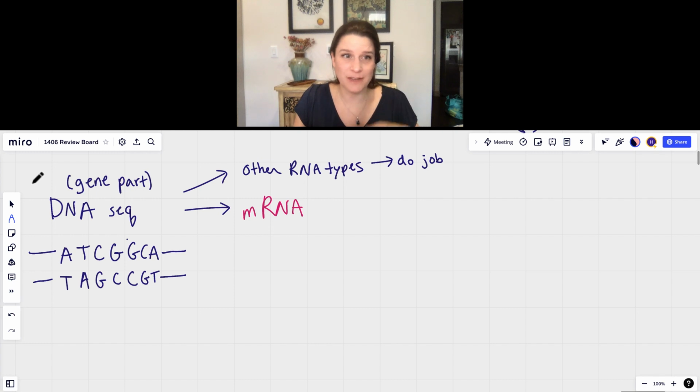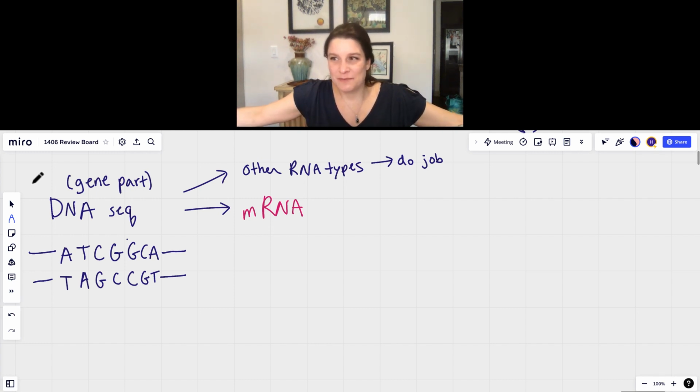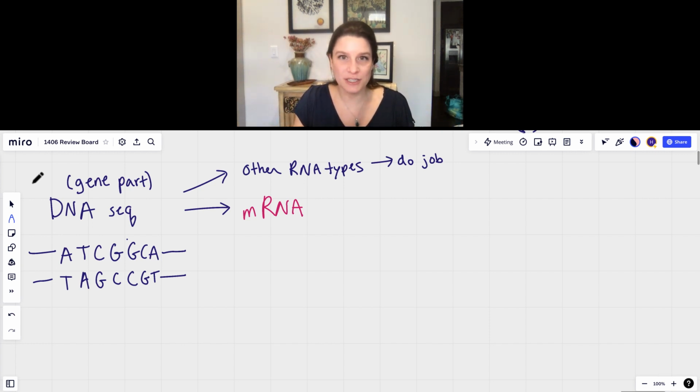RNAs are very versatile. DNA is pretty boring, honestly. It's a double helix. It gets modified, but it has relatively low variety in shape. It doesn't do anything except hold information. RNA, on the other hand, does a lot of stuff. I mean, it can hold information like mRNA. It can do reactions like rRNA. It can be regulatory like microRNAs or siRNAs. So it's a pretty neat molecule. Okay.